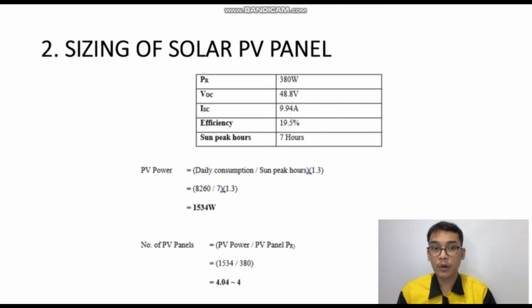After we have found the power consumption, we must determine the sizing of our battery bank and our solar PV panel. So, we have chosen a 380 watt, 48.8 volt, 9.94 ampere panel with 19.5% efficiency, while the sun peak at Encik Ahmad's residential is 7 hours. So, the PV power for our solar panel is 1534 watt. So the number of PV panels needed for Encik Ahmad's house is 4.